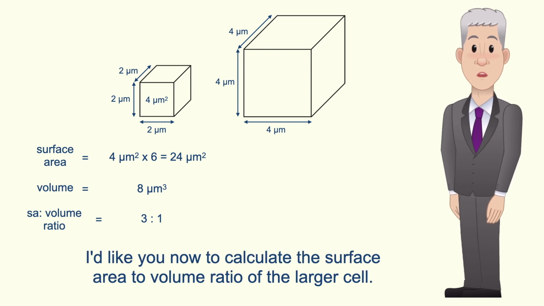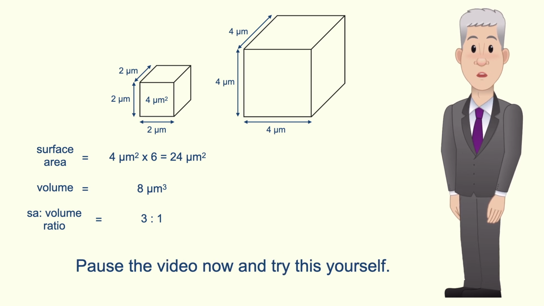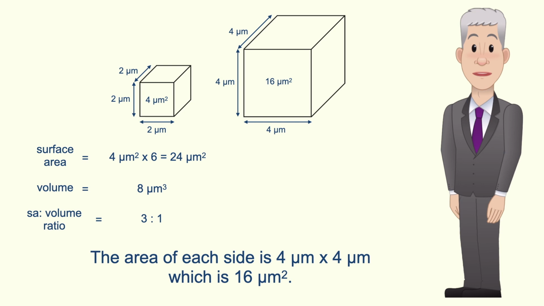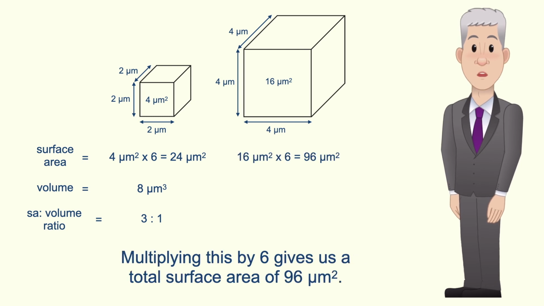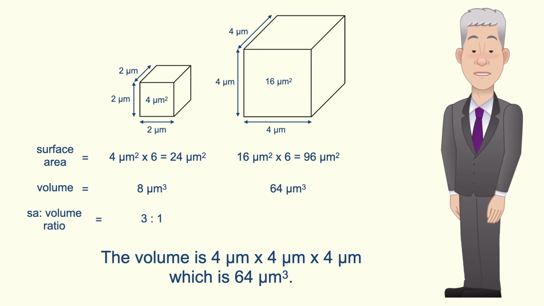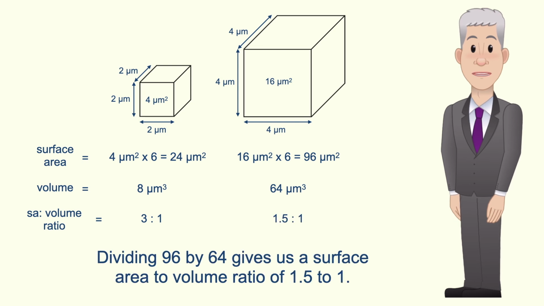I'd like you now to calculate the surface area to volume ratio of the larger cell. So pause the video now and try this yourself. Okay, the area of each side is 4 micrometers multiplied by 4 micrometers, which is 16 micrometers squared. Multiplying this by 6 gives us a total surface area of 96 micrometers squared. The volume is 4 micrometers multiplied by 4 micrometers multiplied by 4 micrometers, which is 64 micrometers cubed. Dividing 96 by 64 gives us a surface area to volume ratio of 1.5:1.